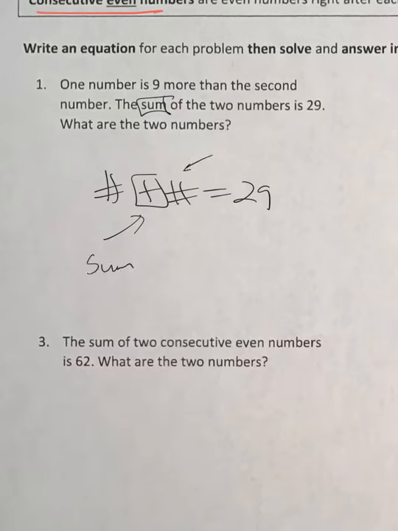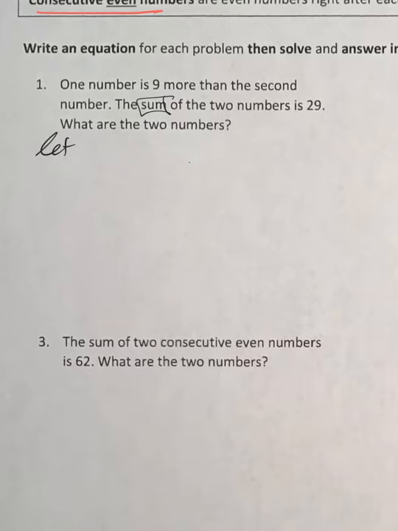And one of the numbers is going to be bigger than the other. Matter of fact, it's not only just going to be bigger, but it's going to be 9 more. So basically, we have to create an equation that gives that idea. So we're going to define our variables. Let's let x represent the second number.